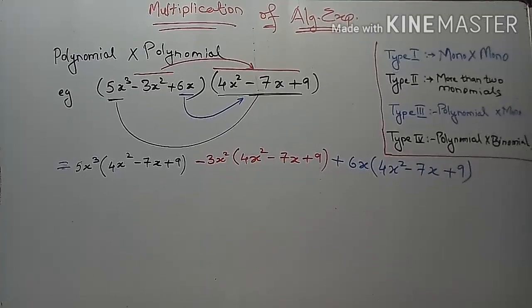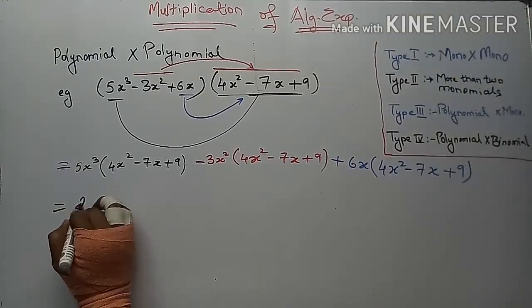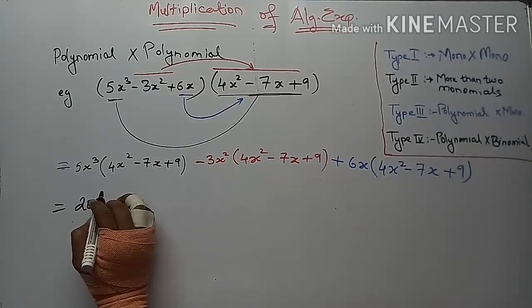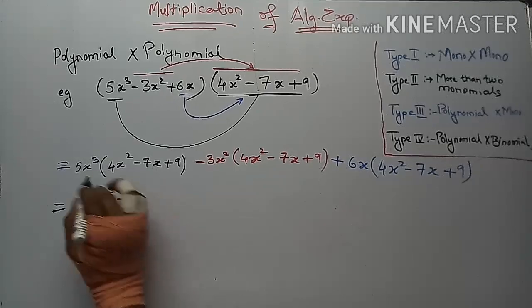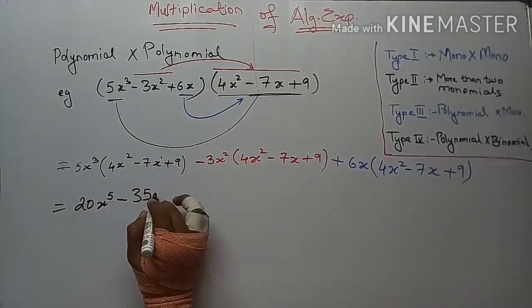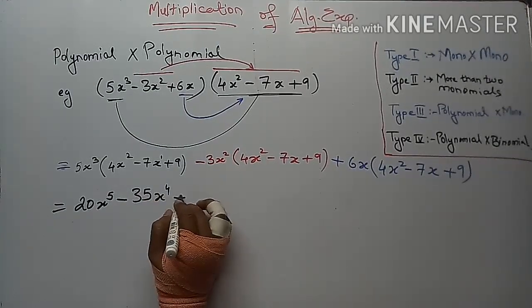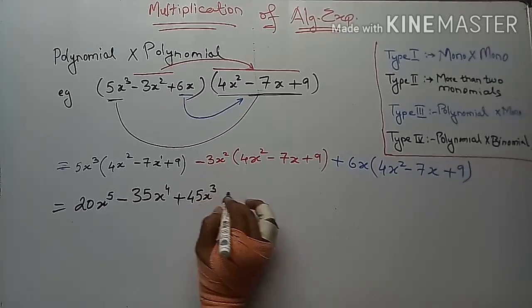So let's start multiplying all the terms. 5 4s are 20, x cube multiplied by x raised to 2, that is x raised to 5, minus 5 7s are 35, x cube multiplied by x raised to 1, that is x raised to 4, plus 9 5s are 45 x cube.